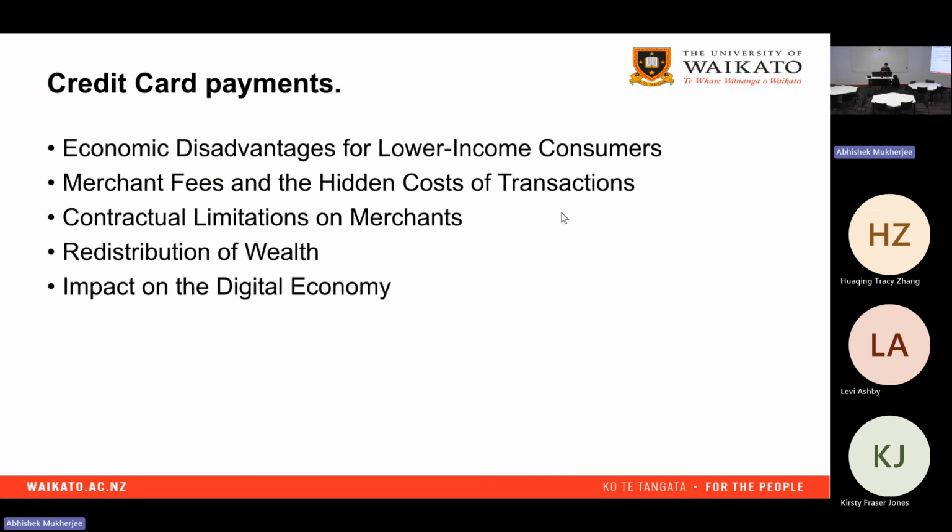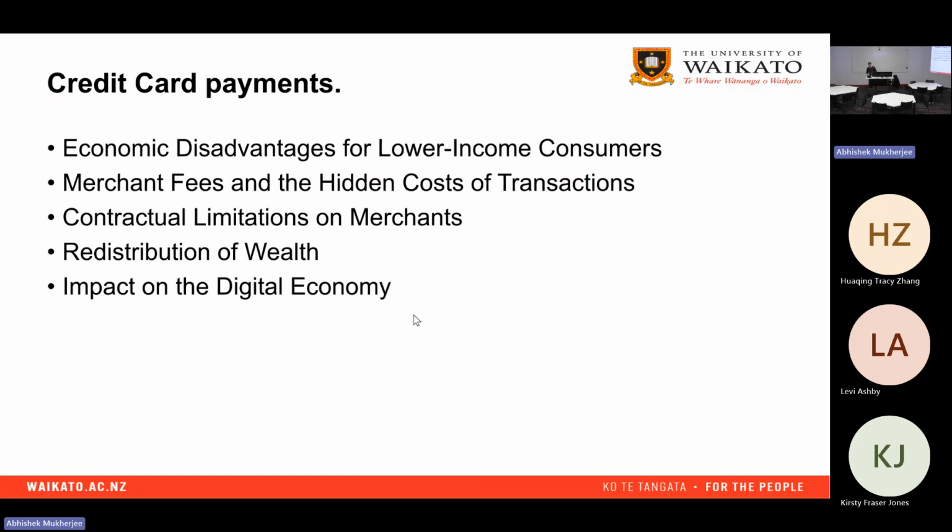So there are hidden costs to transactions for credit cards, an economic disadvantage for lower income consumers. So a lower income consumer who doesn't get a credit card obviously won't be able to take advantage of the credit card, but still they will have to bear the high prices. Contractual limitations for merchants, so the businesses are also affected because of the use of credit card, redistribution of wealth, and then impacts on the overall digital economy.